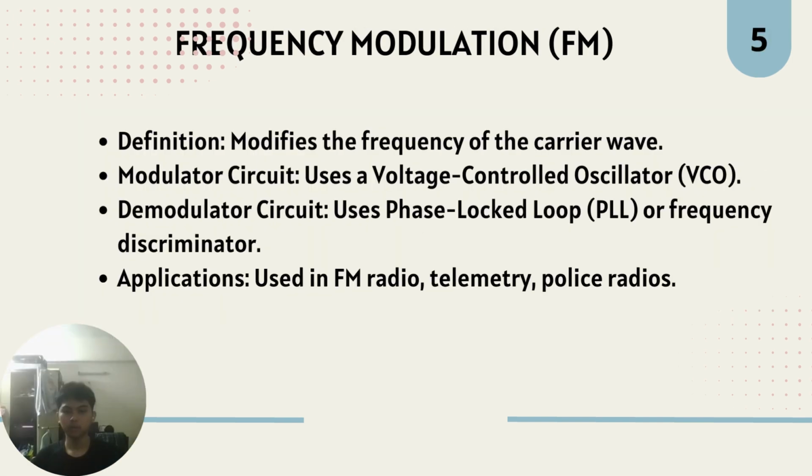Slide 5, frequency modulation, FM. Frequency modulation works by changing the frequency, which is the speed of wave oscillation, instead of amplitude. FM is used in FM radio, police radios, and telemetry because it has better noise resistance. The modulator circuit uses a voltage controlled oscillator (VCO), and the demodulator uses a phase locked loop (PLL) to recover the signal.